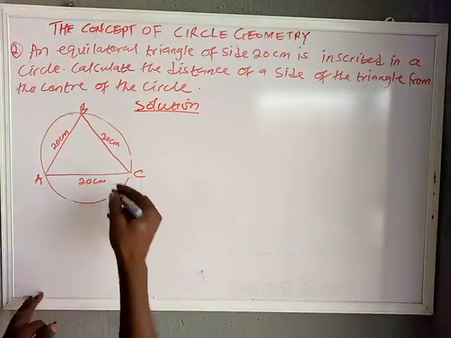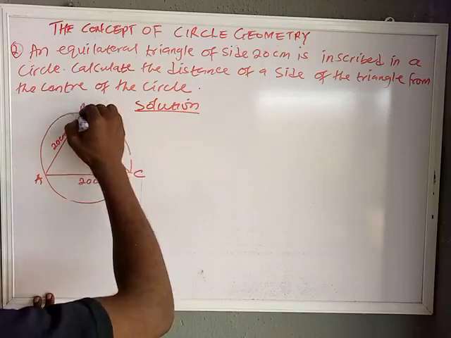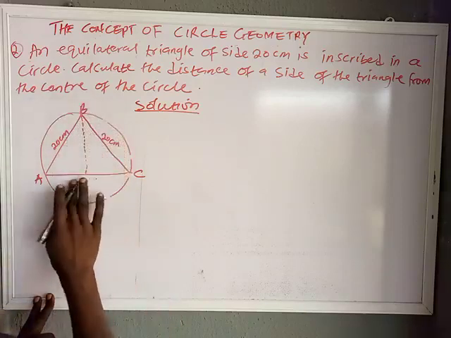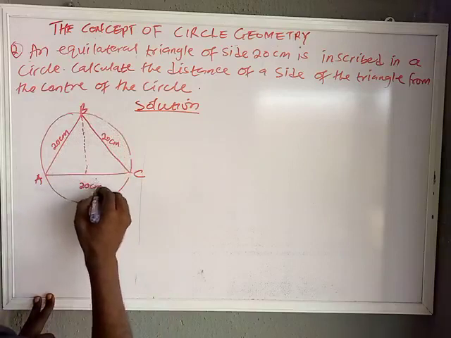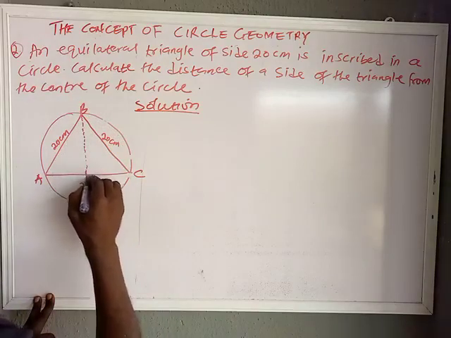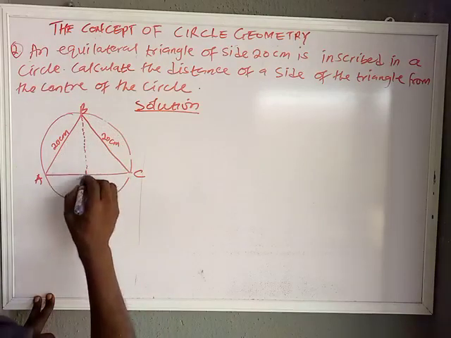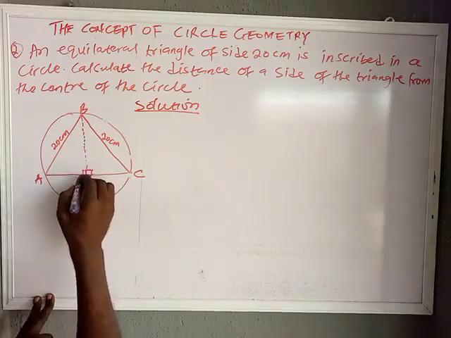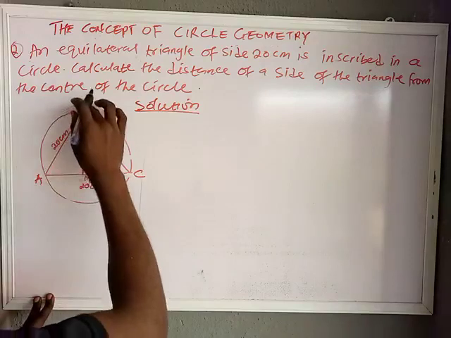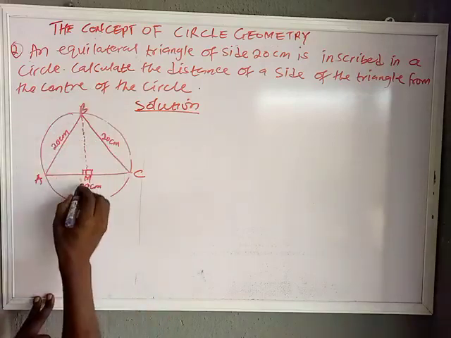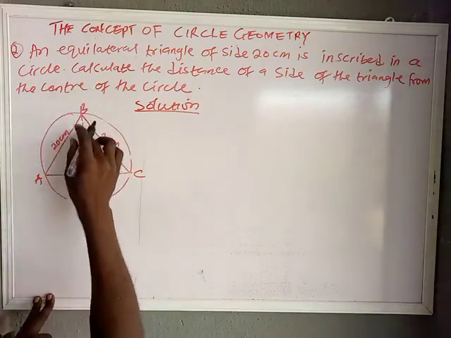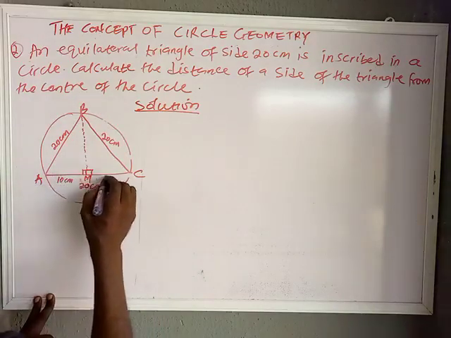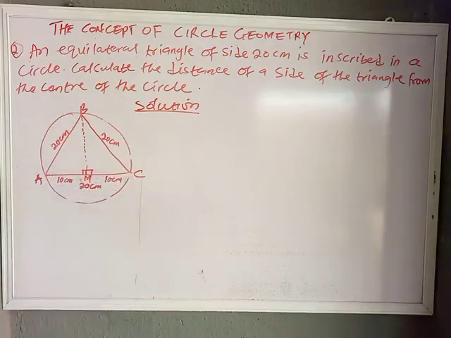Now let's look at this. Let's imagine we have a midpoint here. If this side is 20 centimeters, let's call the midpoint M. We have BM, and this is 90 degrees. We divide the 20 into 2, so here will be 10 centimeters and here will be 10 centimeters.